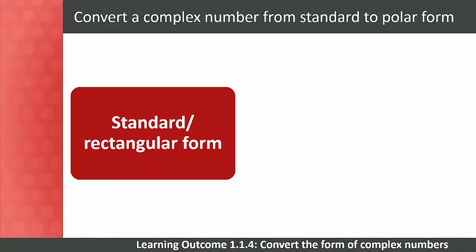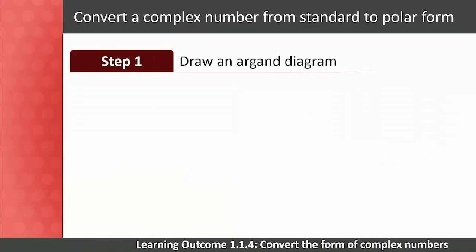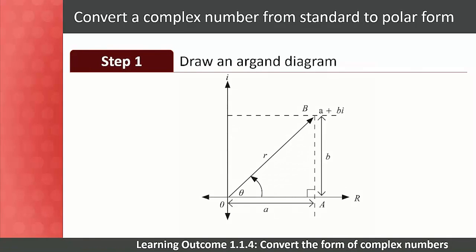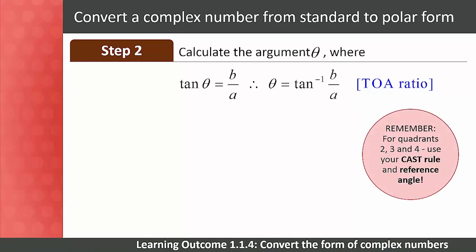To convert a number from standard form to polar form, we follow these steps. Step 1. Draw your Argand diagram. Step 2. Calculate the argument theta, where tan theta is equal to b divided by a, therefore theta is equal to the arctan of b divided by a. We get this from our TOA ratio. Remember, for quadrants 2, 3 and 4, use your CAST rule and your reference angle.